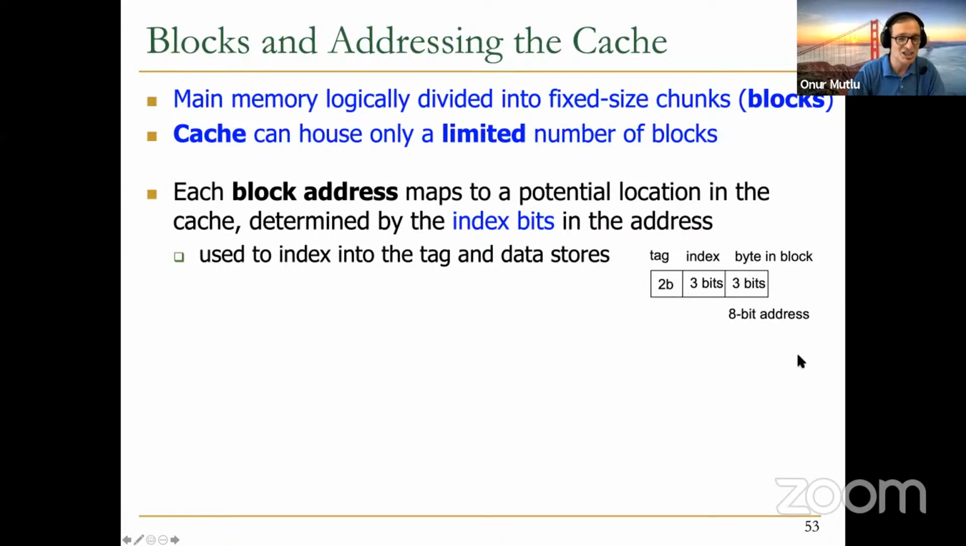So we're going to index the cache and get the tag from there, and then check if the tag matches the tag of the block address that we are looking for. Okay, so basically I explained the cache access to you. More formally, let's take a look at what it means.